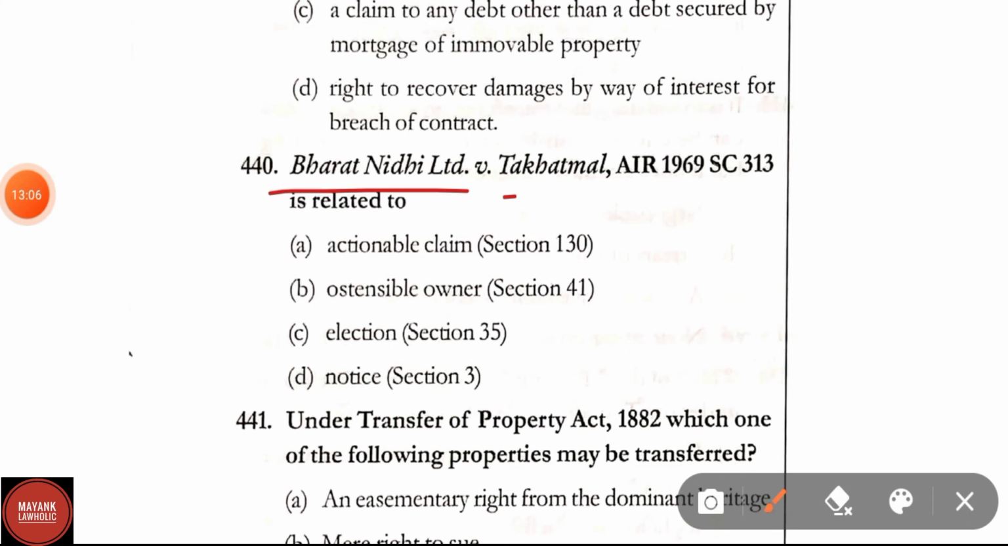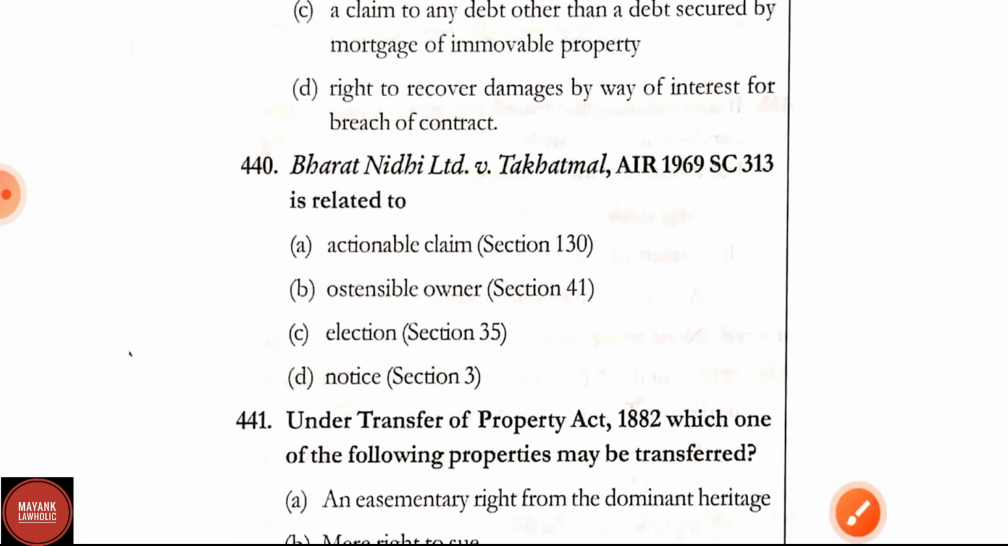Question number 440. Bharat Nidhi Limited versus Takht Mahal AIR 1969 is related to option A, actionable claim section 130, ostensible owner section 41, election section 35, notice section 3. Here correct answer is option A, actionable claim section 130.